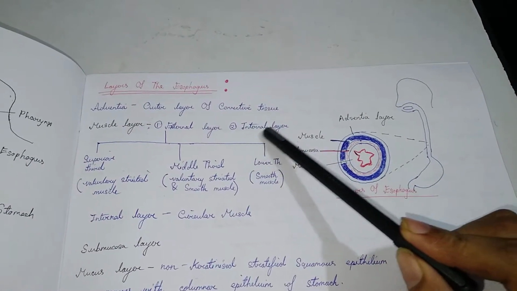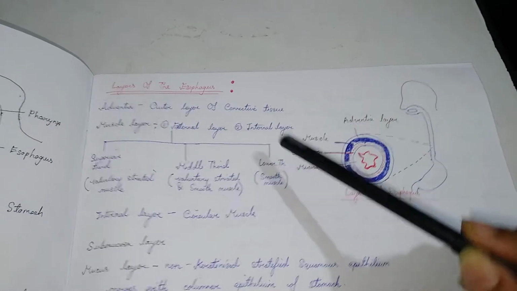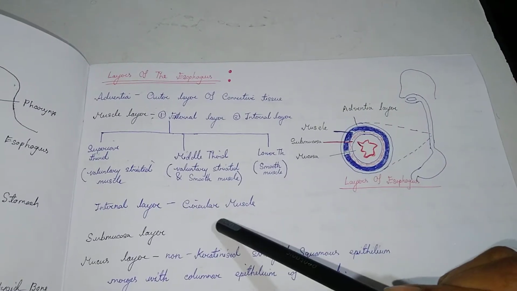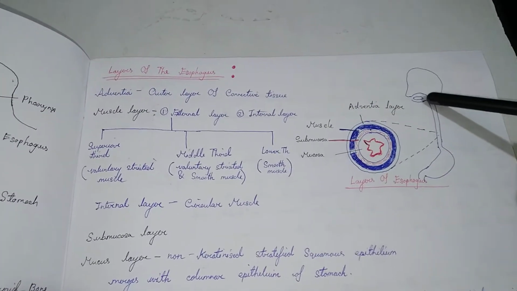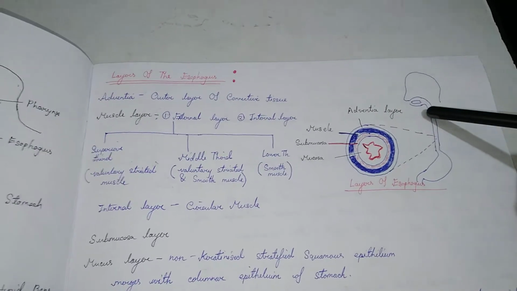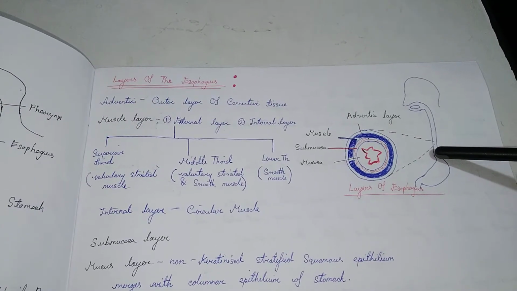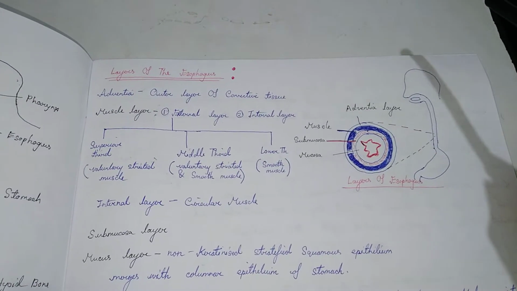And then we come to the internal layer. The internal layer of the esophagus consists of circular muscle. This muscle remains same throughout the length of the esophagus. From the pharynx up to the stomach, the internal layer contains only the circular muscle and no other muscles.